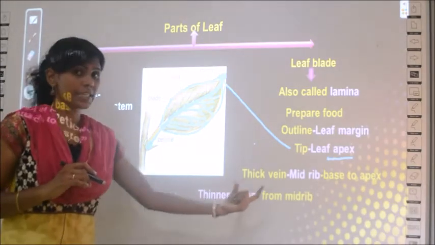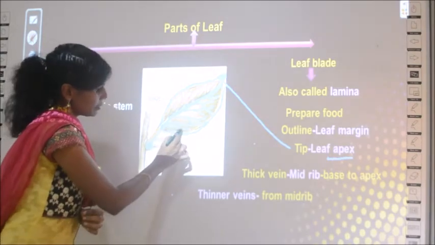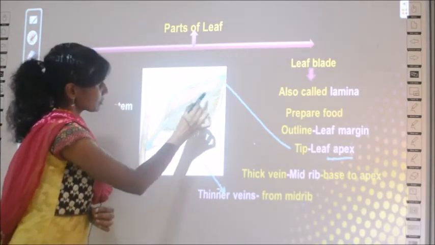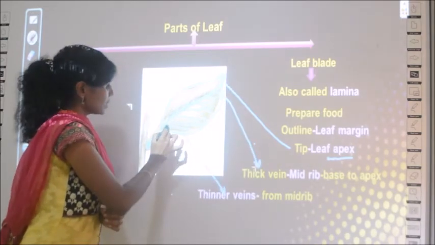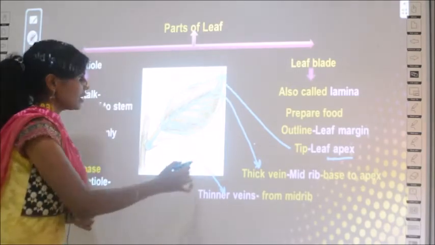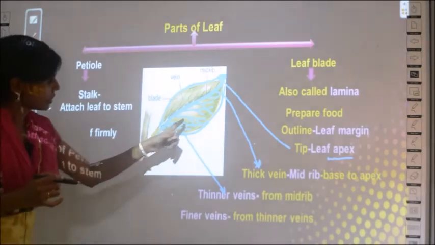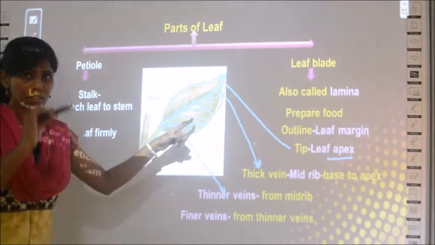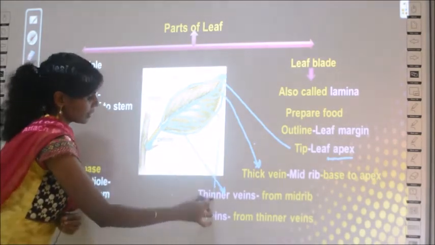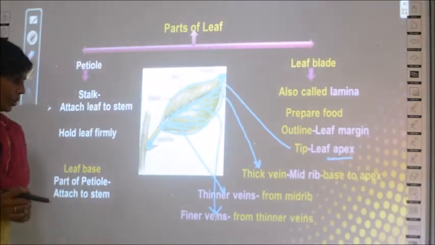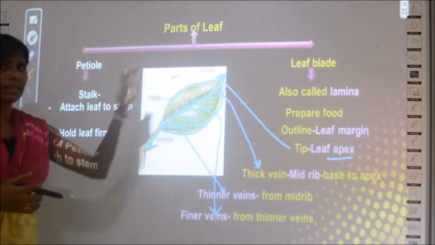So, thinner veins arise from the midrib. These are the thinner veins. So, this is the thick vein or the midrib, and these branches are all thinner veins. Then again you have finer veins. I told you, from this thinner vein, if branches of veins arise again, they are called finer veins. So, where are the finer veins? These are finer veins. So, this is all about the structure of the leaf, that is petiole and the leaf blade.